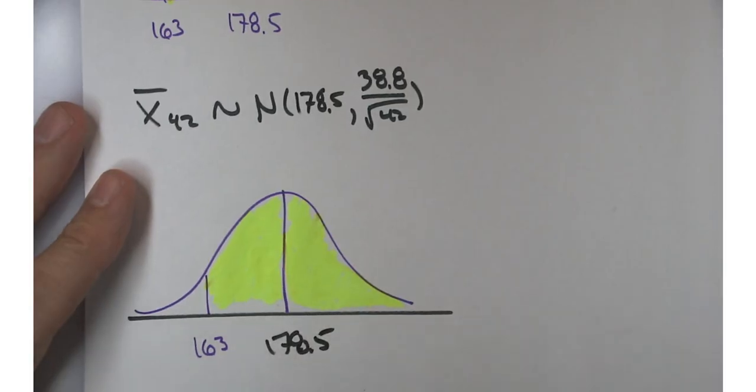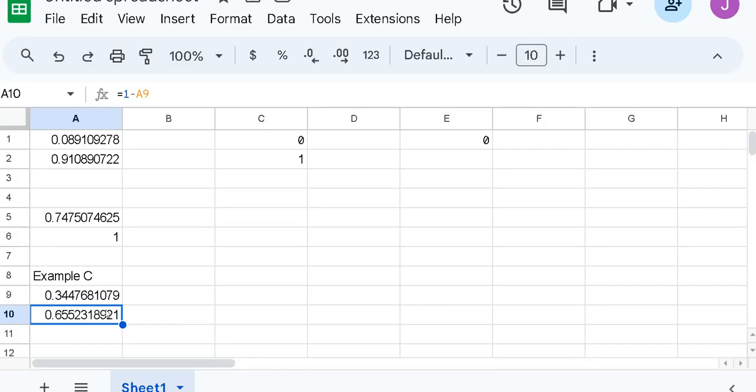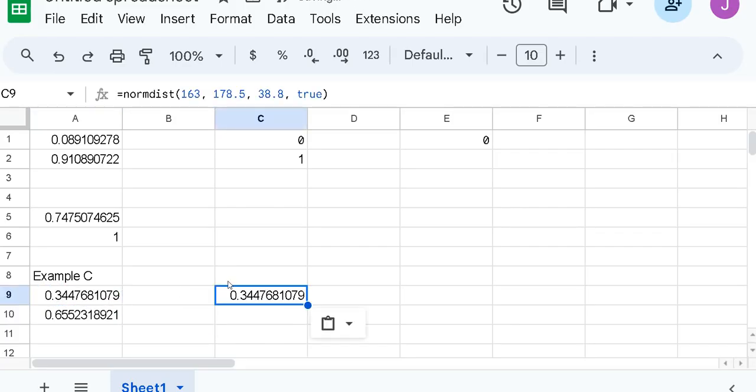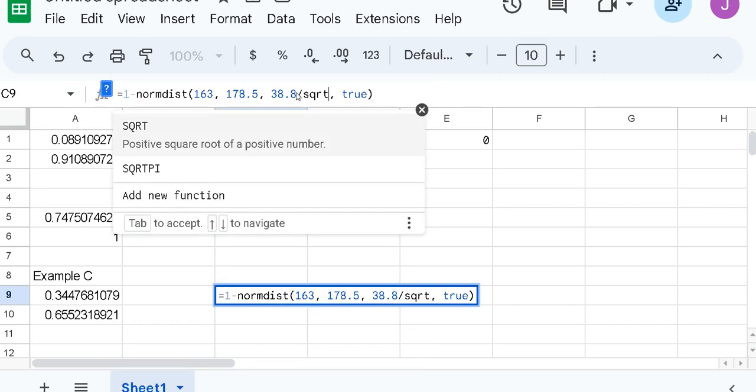178.5. Do we expect a number greater than 1/2 or less than 1/2? Greater than 1/2 by a lot. So let me copy this here and just edit it. I'm going to edit this command. You guys seem to prefer to do the 1 minus thing, so I'll do 1 minus this. But the big adjustment I've got to make is divide by the square root of 42.